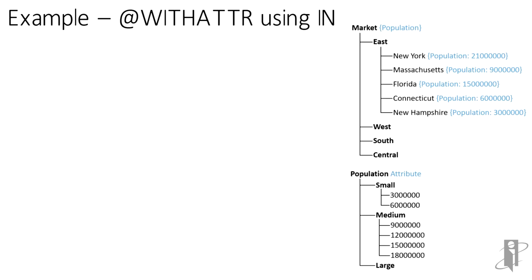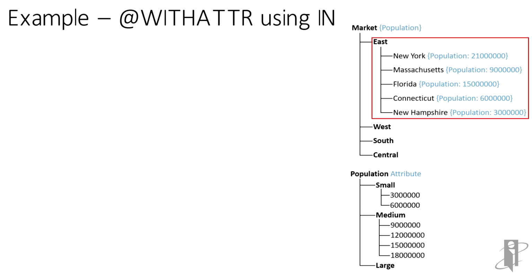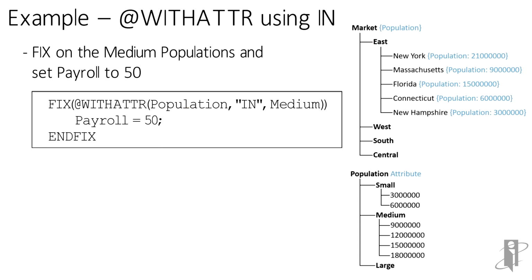Here's how the IN function works. IN is a confusing operator. Here's a whole example all about it. Now, notice this is not the full market hierarchy, nor is it the full population hierarchy. I expanded just East for product and then small and medium for population. Payroll is 50 in this FIX for Massachusetts, Florida, any markets under West, South, or Central that have populations from more than 6 million on up to 18 million.